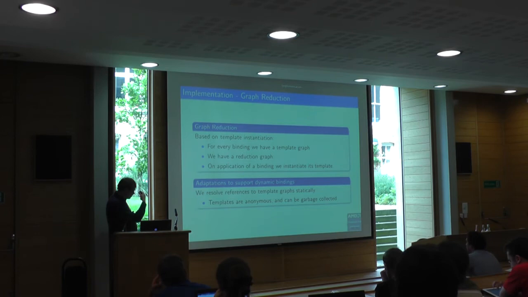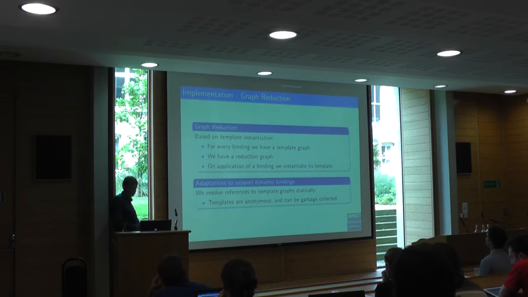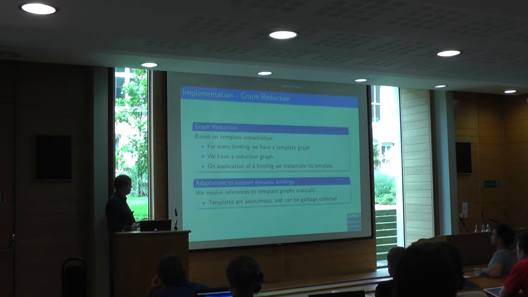If you want to support bindings being created dynamically, we have to make a little adaptation. The problem is that we have a binding graph, but this is usually in a global map. So if you have new bindings, we have to add them to the map, or we might have to remove bindings from the map. We have to ensure that each binding has a unique name. So instead of keeping a global map, we resolve all the references to the template statically. There's an algorithm for that in the paper. The result is that all templates are basically anonymous. They don't have a name anymore, and when they're not used anymore, they can be garbage collected.